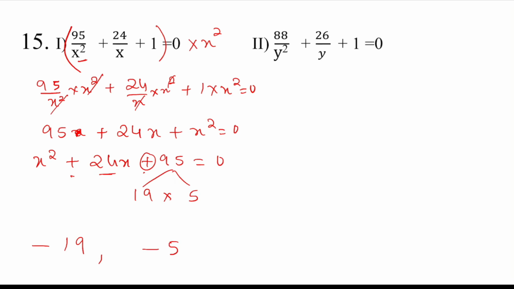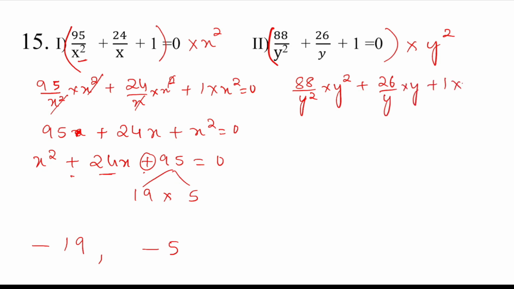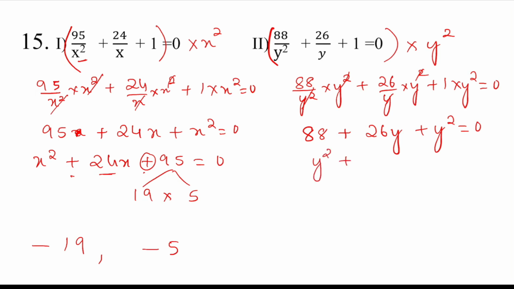Same here, multiply this whole thing by y square. Then it becomes 88 by y square into y square plus 26 by y into y square plus 1 into y square, which is equal to 0. So y square cancels, here y cancels, so it is 88 plus 26y plus y square is equal to 0. This can be rewritten as y square plus 26y plus 88 is equal to 0. So now it has become a proper quadratic equation.